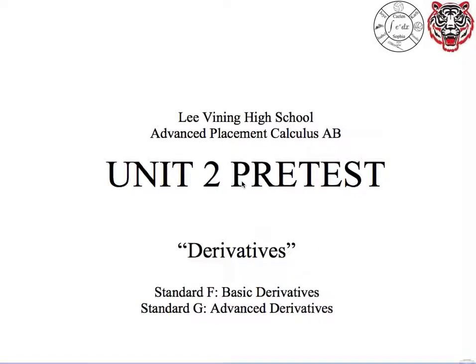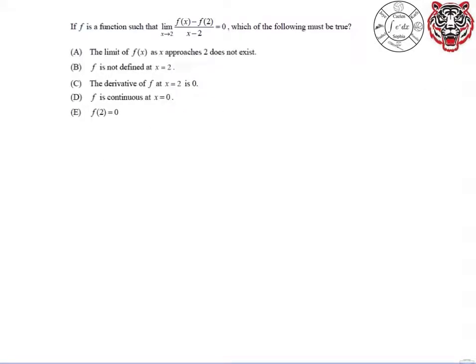All right, so we're on Unit 2, Pretest. This is derivatives, so let's go to number 1. Number 1 was one of the harder ones, starting right off, so I'll label these two. So we have this function which must be true, and we haven't actually seen this in our notes yet, but this is actually another type of definition of derivative.